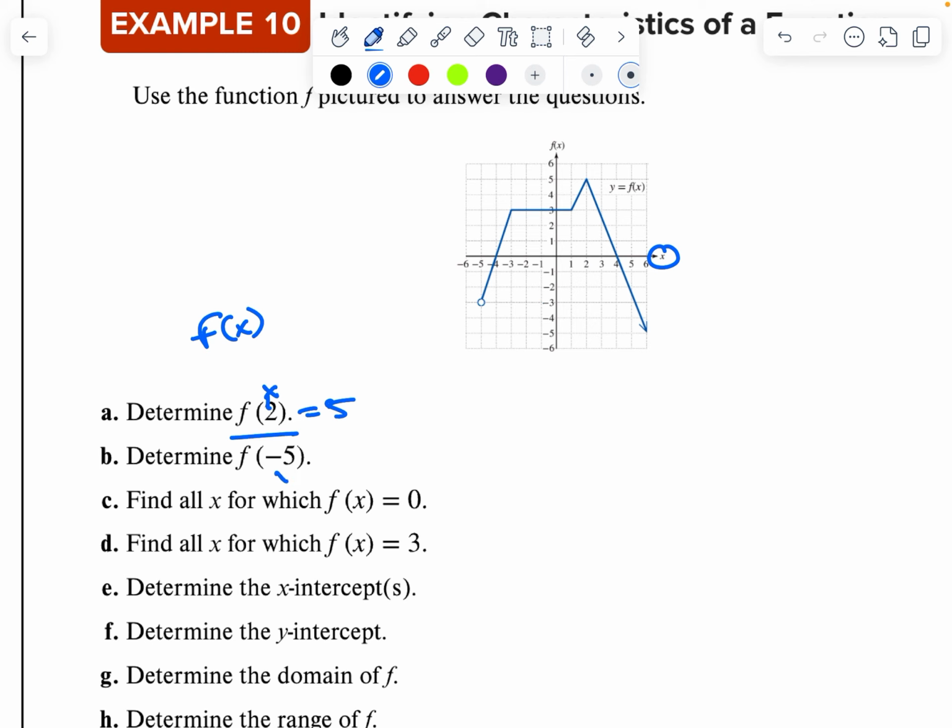How about f of negative 5? Again, that's f of x. Where's x negative 5? It's right here. And if we go down, it hits that open circle, and that's a problem. We think it's negative 3, but it's really not. There's actually not a point there at all. You see that? There's not a point there at all. It's just an open circle. So that's no solution.